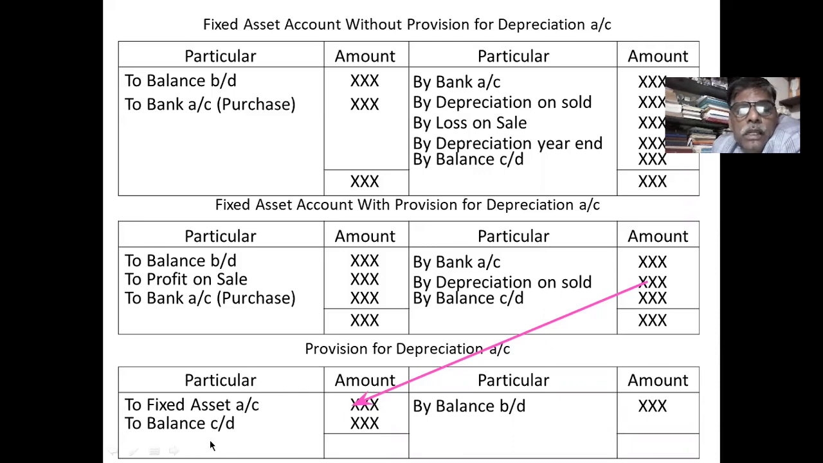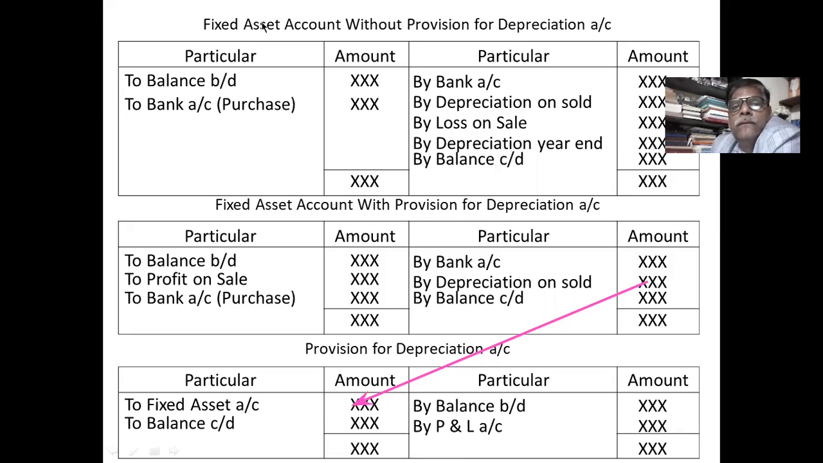Okay. And after writing this depreciation, you close the account, and whatever difference comes, this difference is called as by P&L account. By P&L account means it is the current year provision for depreciation. This is the current year provision for depreciation. Remember this. Okay. Clear. In this way, you have to prepare the account.